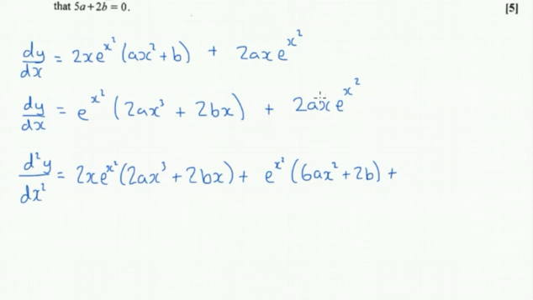And then we need to differentiate this as well, and that's a product too. So if I do this as my two separate terms, differentiate the first one is going to be 2a, leave the second alone, plus leave the first one alone, differentiate the second one, which is going to be another 2x e to the x squared times 2ax. So that's going to be 4ax squared e to the x squared.